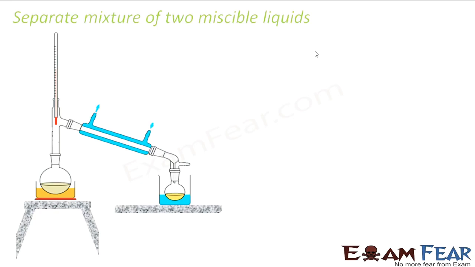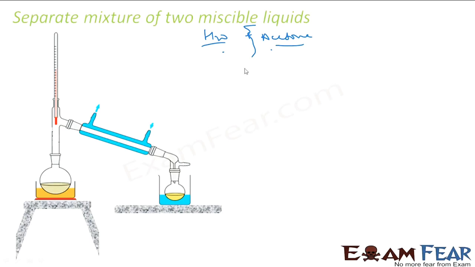Right? For example, let's suppose we have acetone and water. So we have water plus acetone, right? Now you have to separate them. We know that both are volatile. Okay, how can we separate them?